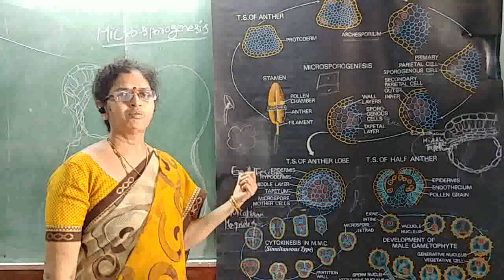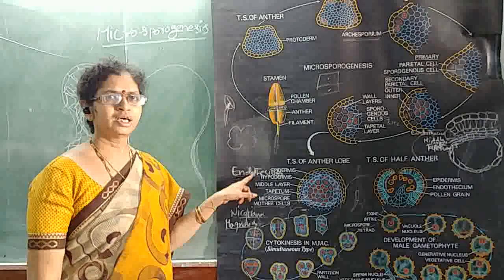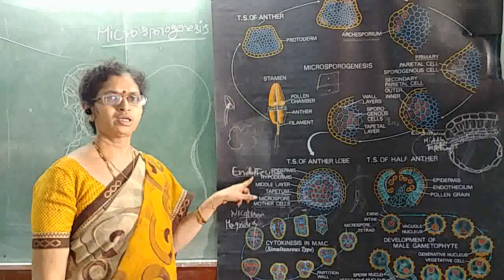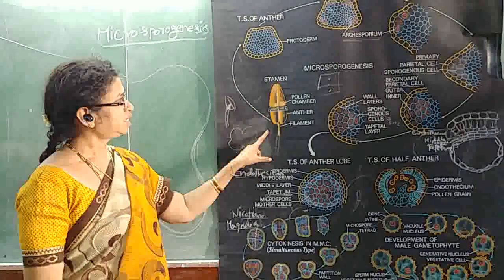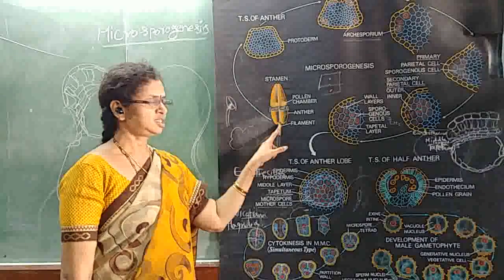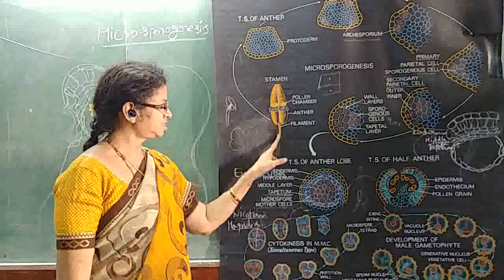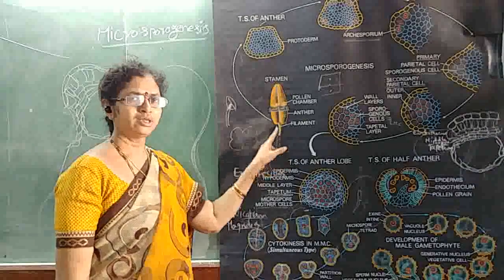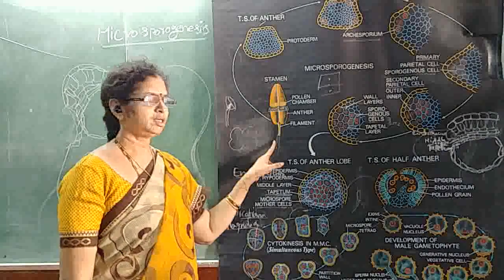So we learn about the structure of stamen also because it is the male reproductive organ of the flower. So we learn about the stamen structure. The stamen has a stalk of the anther. This is the filament. It is the basal part of the stamen. It is the sterile part.